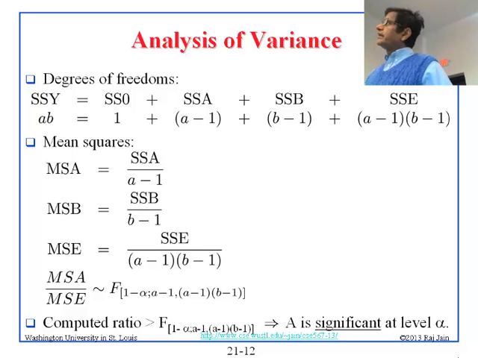Therefore, divide the sum of squares by the degrees of freedom to get the mean squares. Mean squares of A is that, mean squares of B is that, mean squares of error is that. Simply dividing, right? And then you take the ratios to get the F test. MSA upon MSE will give you one F value whose numerator has A minus 1 degrees of freedom and the denominator has A minus 1 times B minus 1 degrees of freedom. Similarly, MSB upon MSE will be another F value, and you will see if it is significant.